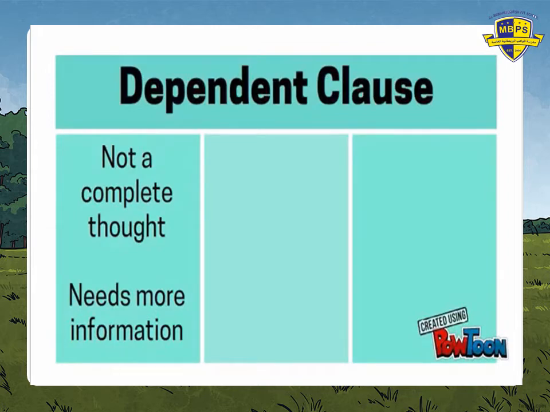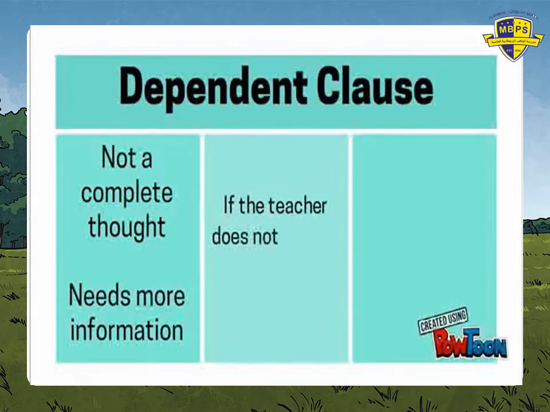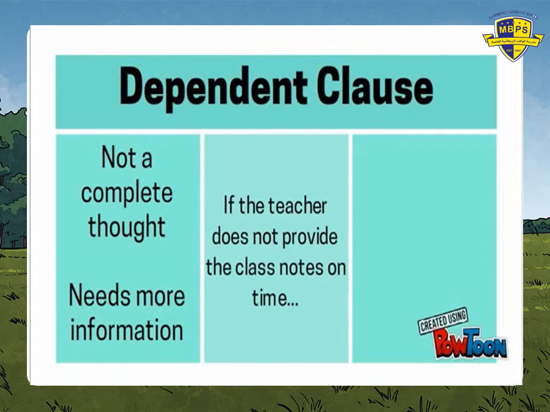It needs to be attached to an independent clause to be complete. Here are two examples. While I was studying in the library, if the teacher does not provide the class notes on time. In both examples, the sentence is not complete. You do not know what happened while the person was studying in the library, or what will happen if the teacher does not provide the notes on time. As such, these clauses are dependent, as they need more information to be complete.